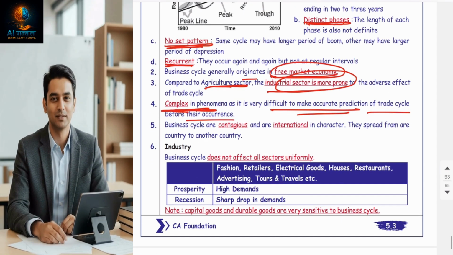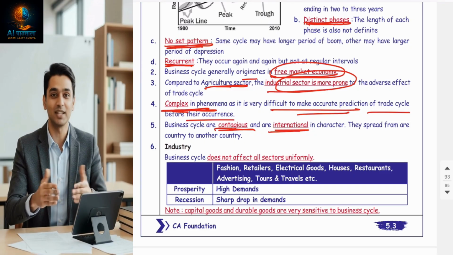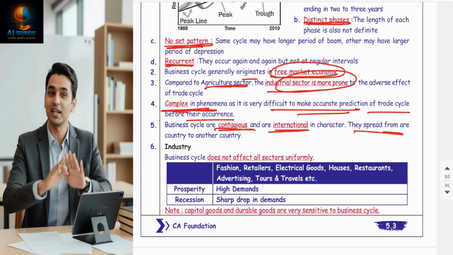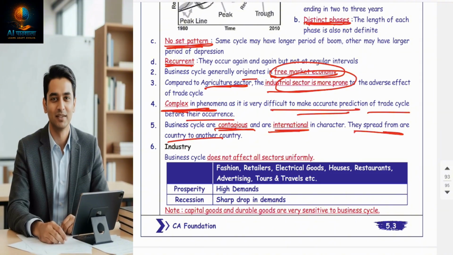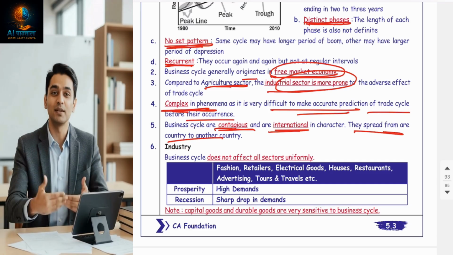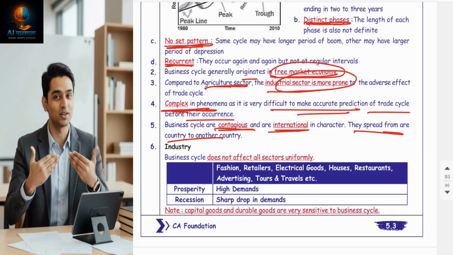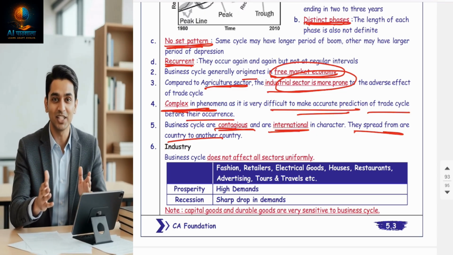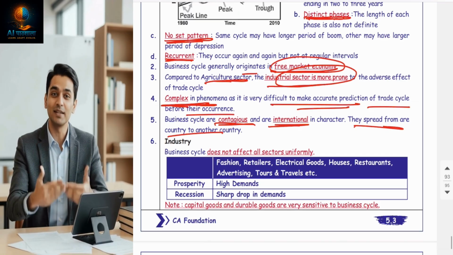Next feature is that the business cycle is international in nature and it is contagious, meaning it spreads from one country to another. Nowadays, due to globalization, friends, one country is dependent on another country due to trade. They are connected to each other. So one country's inflation or contraction affects other countries, positively as well as negatively. Right?